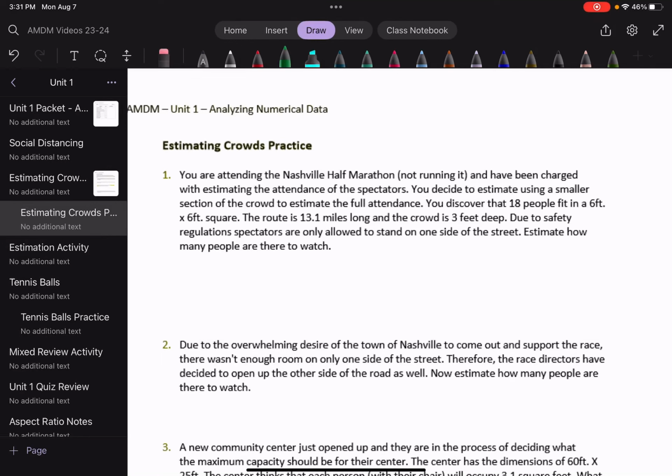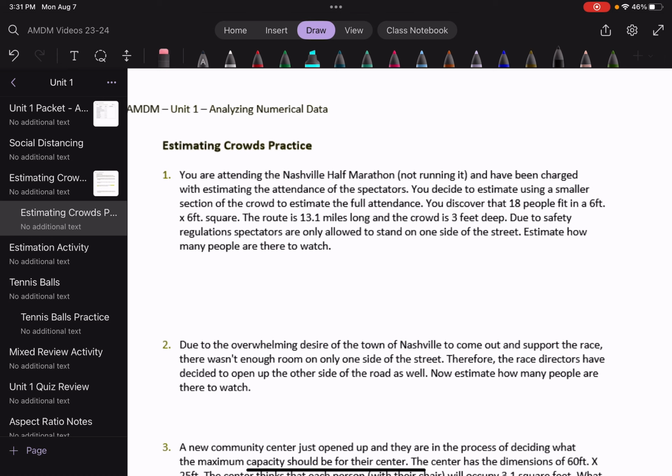All right, by now you should have had time to practice through these problems, but let's look at these practice problems. Number 1 says you're attending the Nashville Half Marathon, not running it, and have been charged with estimating the attendance of the spectators. You decide to estimate using a smaller section of the crowd to estimate the full attendance. You discover that 18 people fit in a 6 by 6 foot square. The route of the actual half marathon is 13.1 miles long, and the crowd is 3 feet deep. Due to safety regulations, spectators are only allowed to stand on one side of the street. Let's estimate how many people can watch.